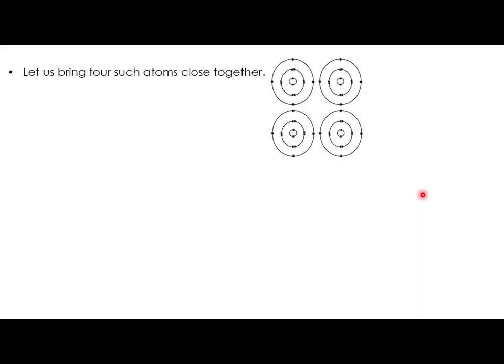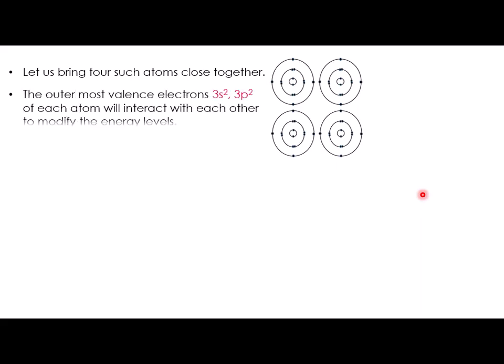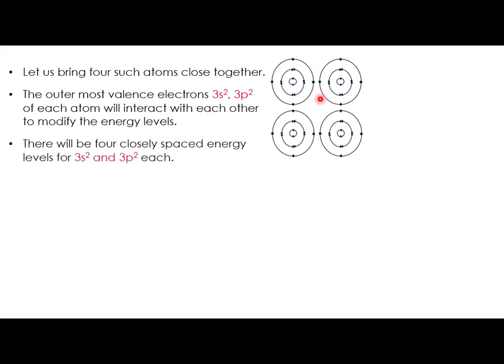Now, further consider that 4 such atoms are together. Let us bring 4 such atoms together as shown in this figure. Now, what will happen? The outermost electrons of those 4 atoms will interact with each other, and hence there will be 4 closely spaced energy levels for 3s2 and 4 closely spaced energy levels for 3p2, and the energy level diagram will be somewhat like this.